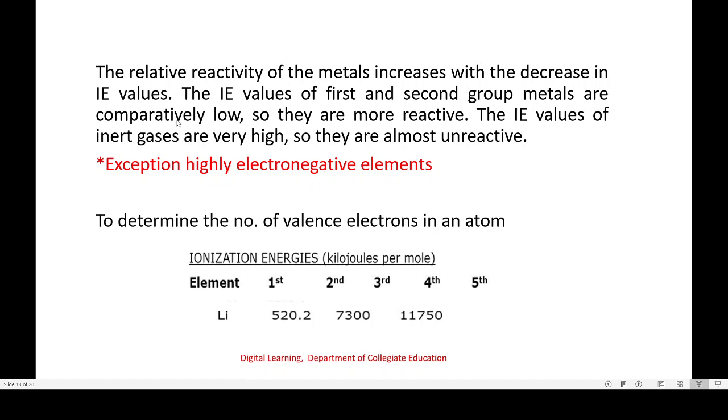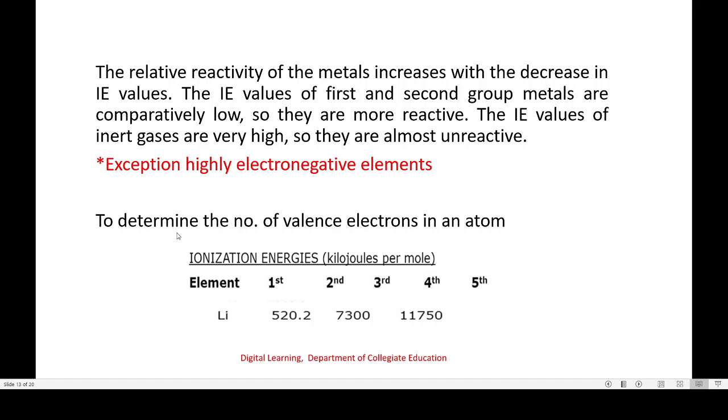The second application is that the relative reactivity of a metal increases with the decrease in the ionization value. The ionization values of the first and second group metals are comparatively low, so they are more reactive. The ionization values of inert gases are very high, so they are almost unreactive. But there is an exception with highly electronegative elements, which have a high ionization potential and are still highly reactive. So this correlation can be given only with the electropositive elements.